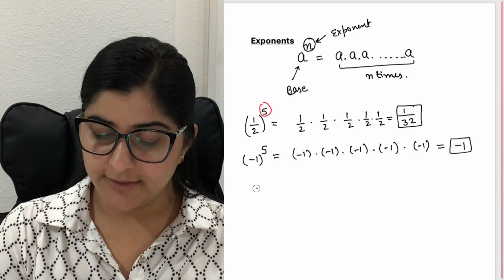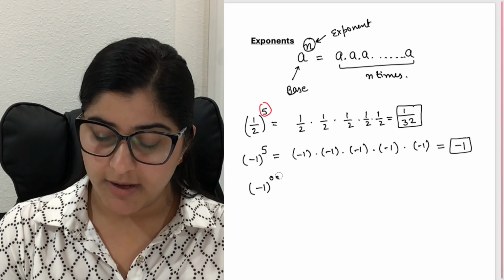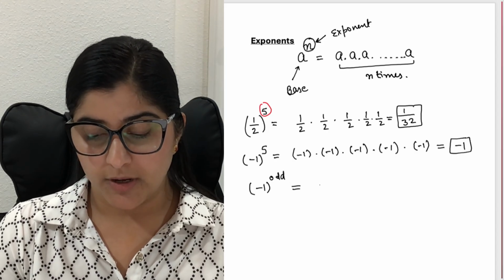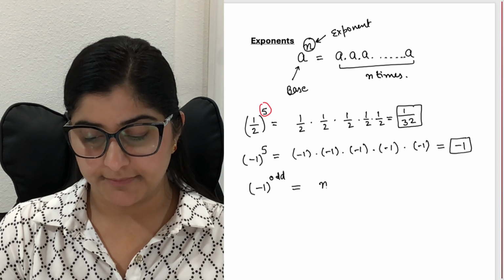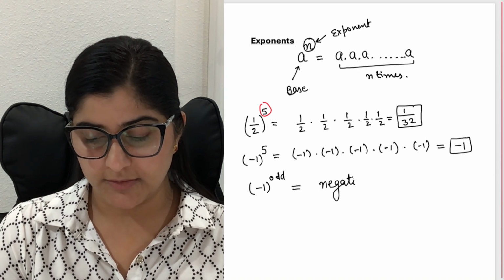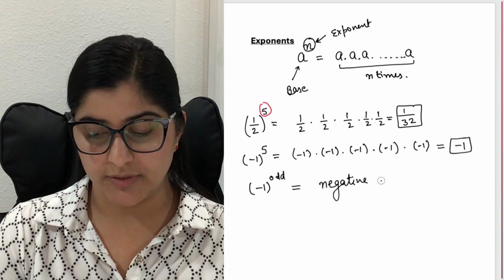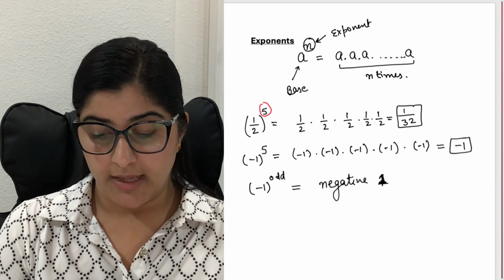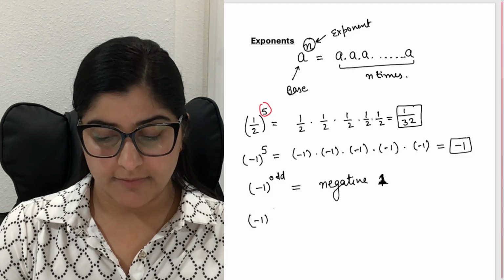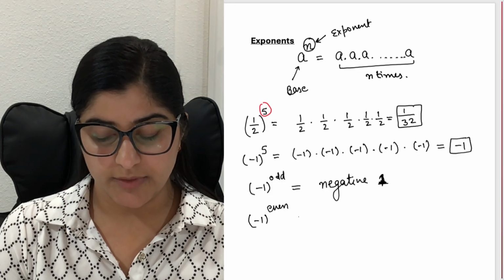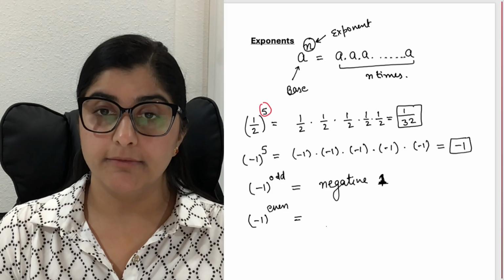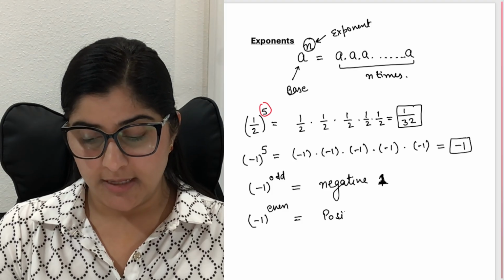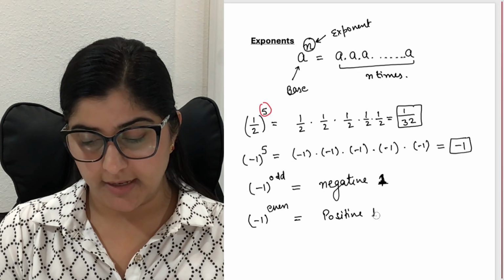From here we get, if you have an odd power of a negative number, the final answer will be negative, because we have an odd number of negatives, so negative 1. And if you have an even power of negative 1, that means we are multiplying negative 1 an even number of times. So even negatives will give you a positive answer. So we will get positive 1 as a solution.